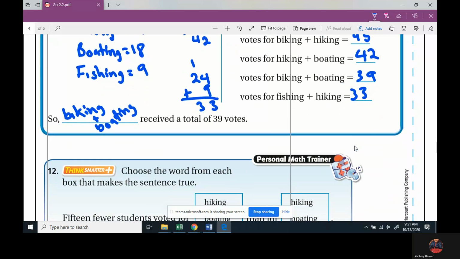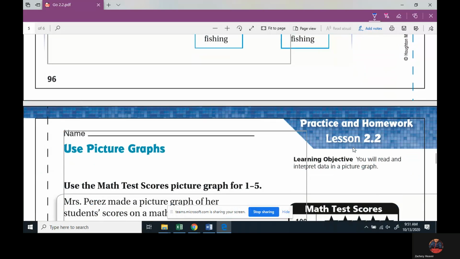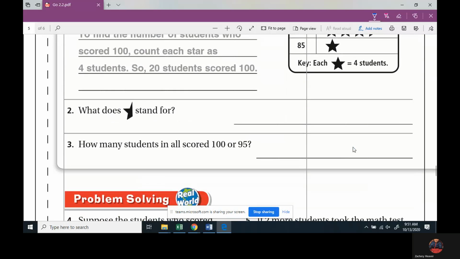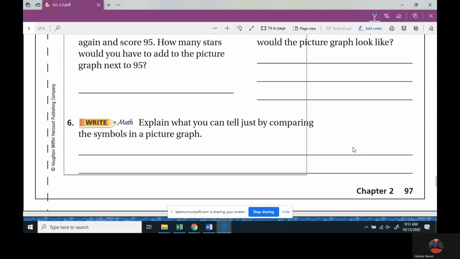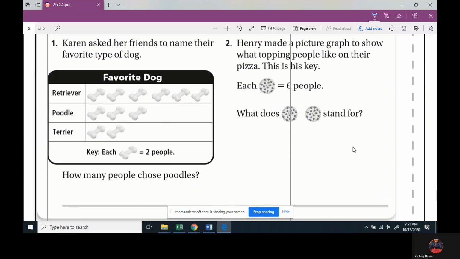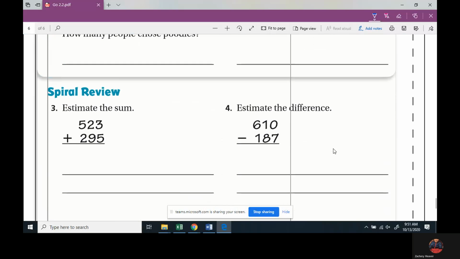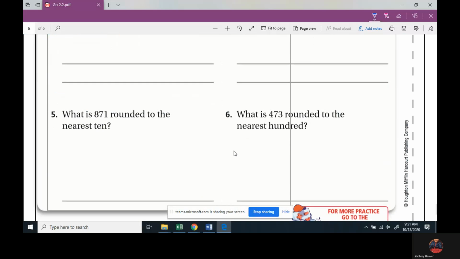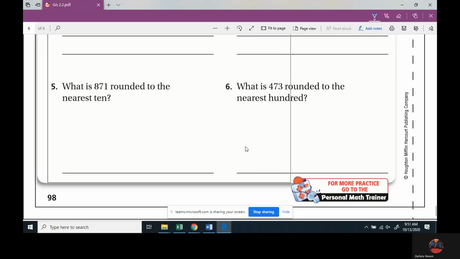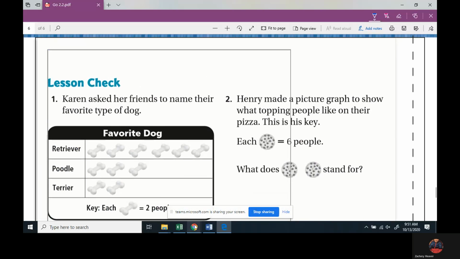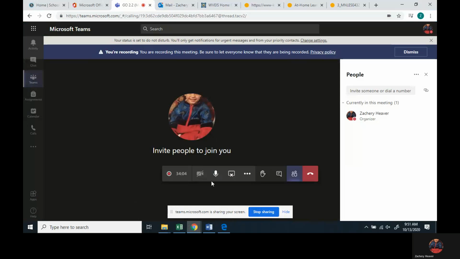And if you finish that, go on to your practice homework. I'm going to stop the recording and then we'll talk about it. Oh, estimate, guys. We have to round on these two, and we have to round on all 4 of these. All right, let me stop this recording.